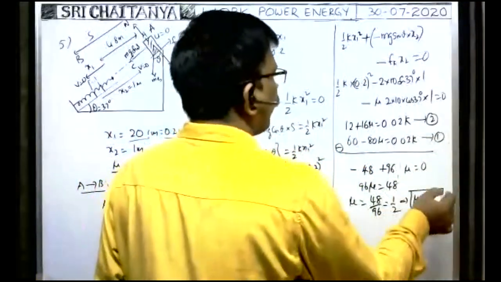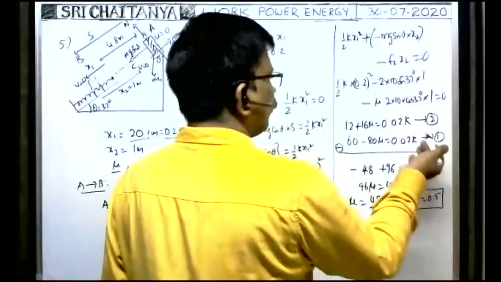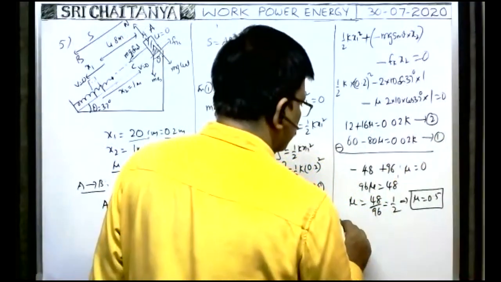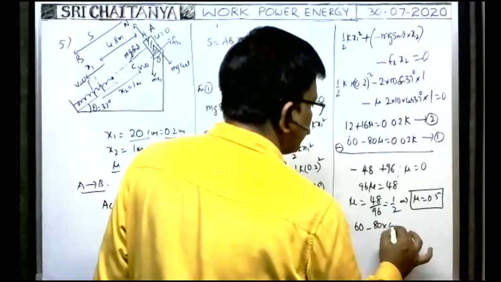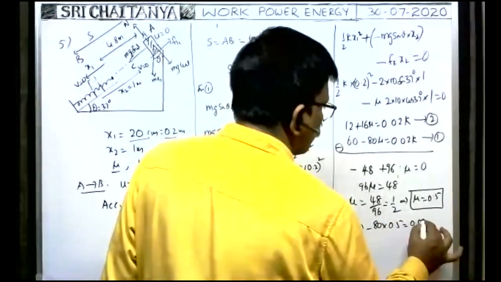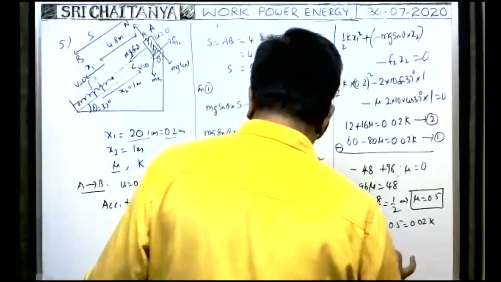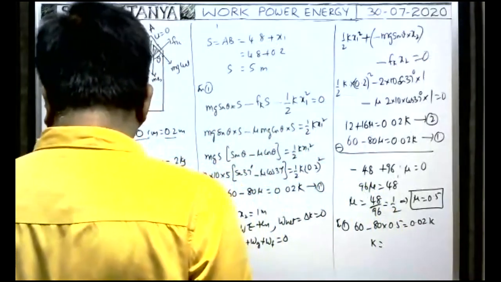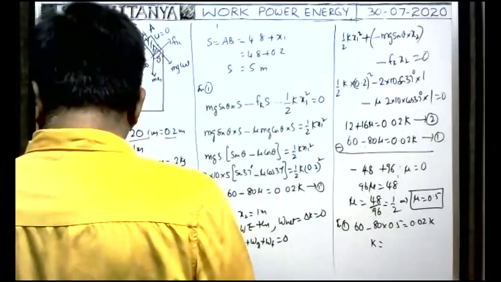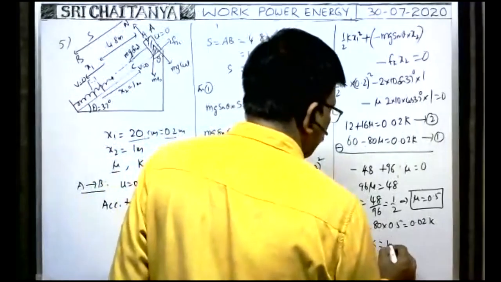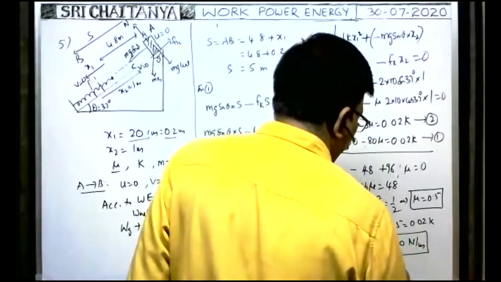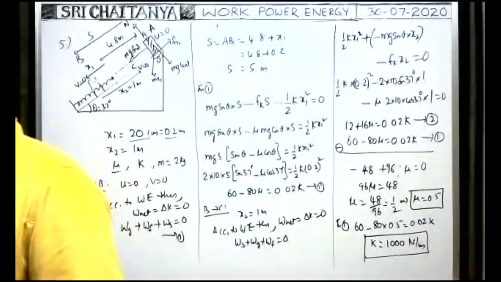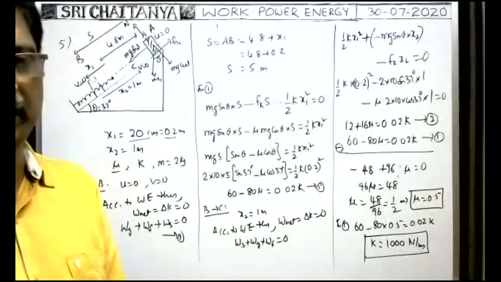If you substitute the mu value in any one of these two equations, you will get the k value. From equation 1, 60 minus 80 into mu, which is 0.5, is equal to 0.02 k. After simplification, you will get the k value as 1000 Newton per meter. This is the k value. In this way, we have to do. Yes, 1000. Very good.